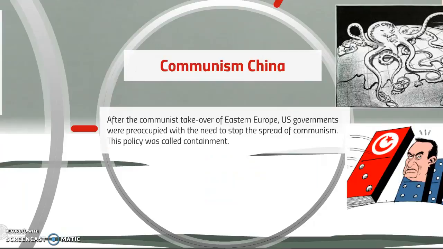Alright, so communism in China. After the communist takeover of Eastern Europe, U.S. governments were preoccupied with the need to stop the spread of communism. This policy was called containment. We actually had a problem in America with containment. I think it's later in the slideshow that I'll tell you about it. But it was a huge scandal and everything.